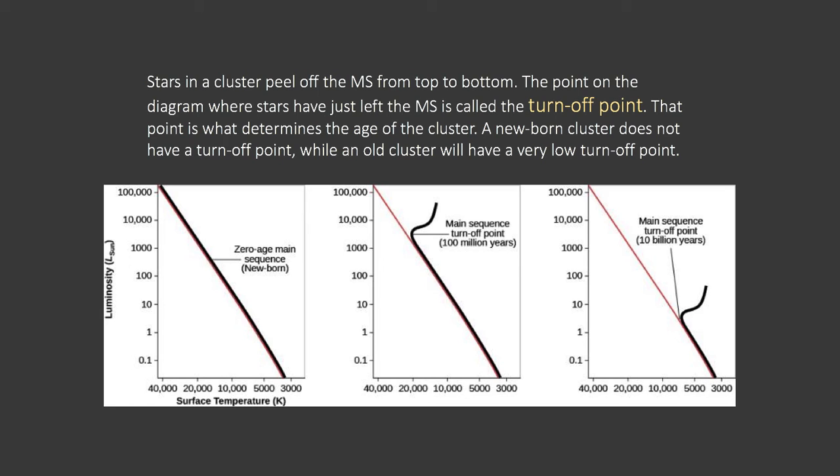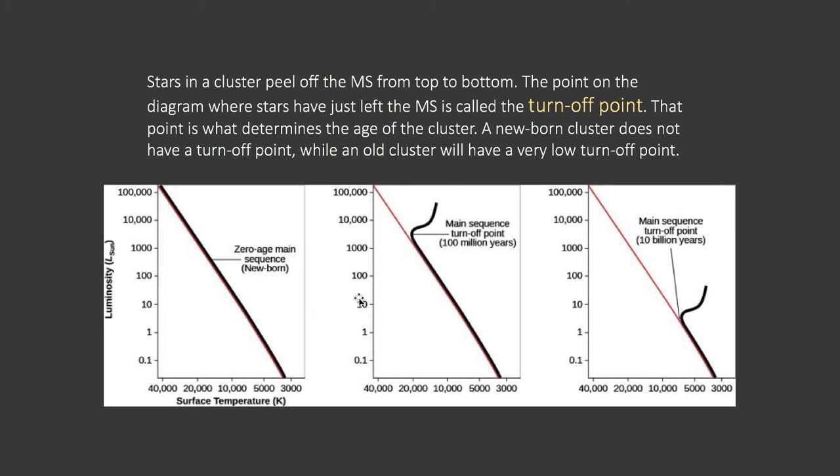So again, we have the three diagrams here. This is a newborn star cluster. When all of the stars, so before any of the stars have left the main sequence, they're all on the zero age main sequence. So this is like a new star cluster that's just formed. So nothing has left the zero age main sequence.